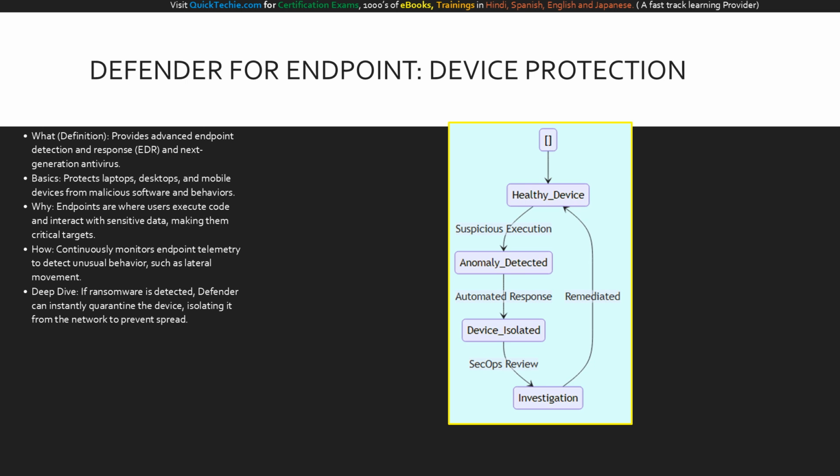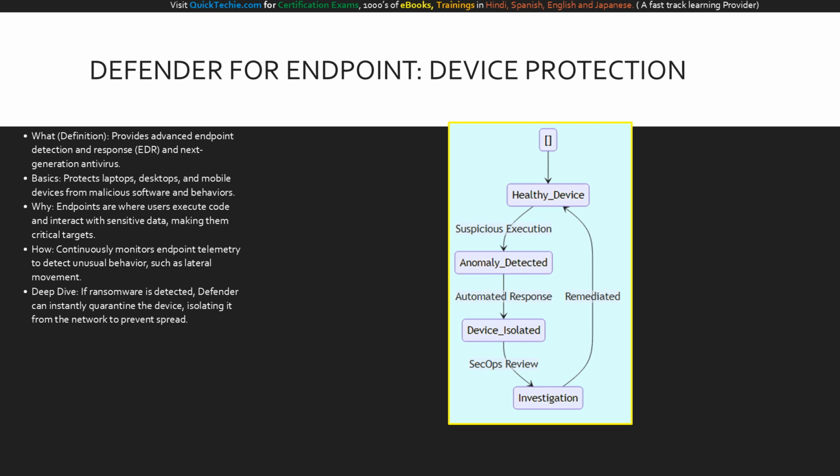Here we see a state diagram detailing the automated response cycle on an endpoint. The device starts in a healthy state. The moment a suspicious execution occurs, it transitions to anomaly detected. Instead of waiting for a human analyst, the system automatically transitions the device to an isolated state, cutting off network access.